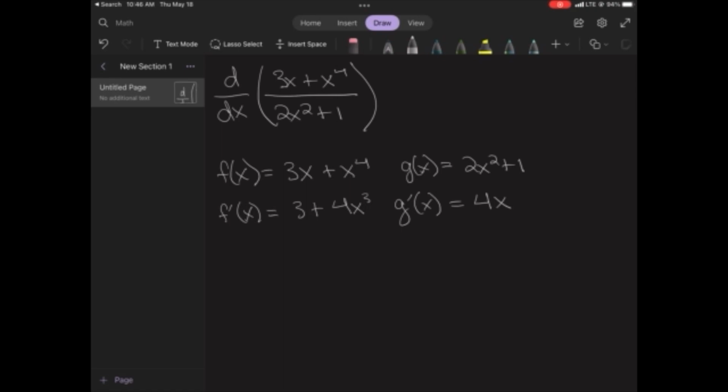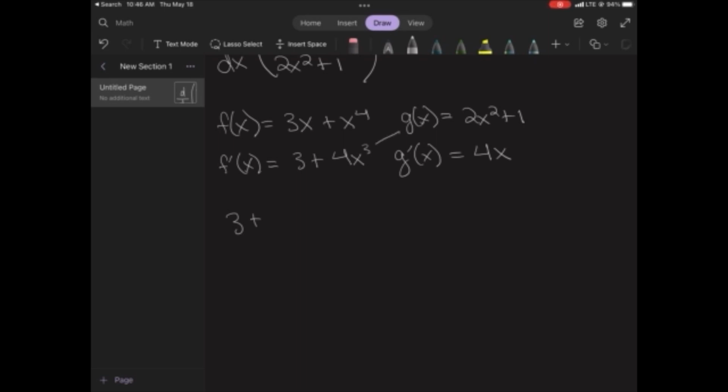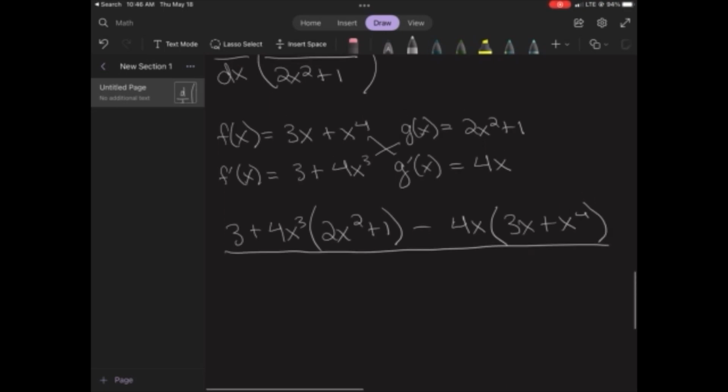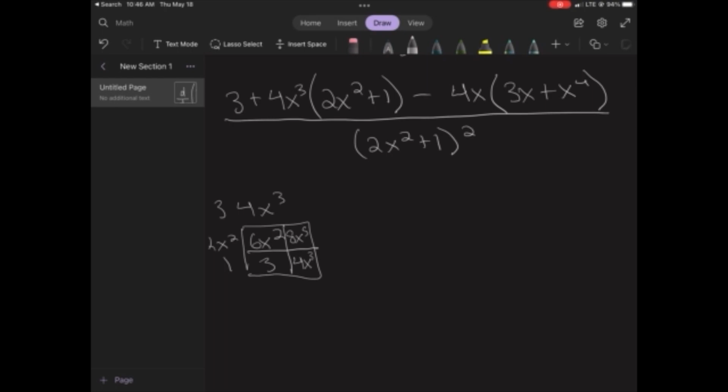Now we're going to use the formula for the quotient rule. So you're going to multiply f prime of x and g of x, and then you're going to multiply f of x and g prime of x. And then you subtract f of x times g prime of x from f prime of x times g of x. And then it's all over g of x squared. So that's 2x squared plus 1 squared.